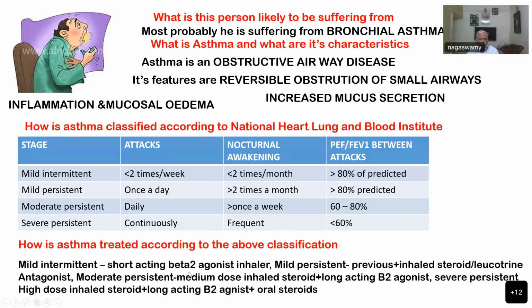So mild intermittent, only short-acting beta-2 agonist inhaler. Mild persistent, that is beta-2 agonist inhaler plus inhaled steroid or leukotriene antagonist, like ipratropium bromide and all those things. Then moderate persistent, medium dose inhaled steroid plus long-acting beta-2 agonist. For severe persistent, high dose inhaled steroid, long-acting beta-2 agonist, and oral steroids also. Okay, so these are all the treatments recommended for the 4 stages of asthma.